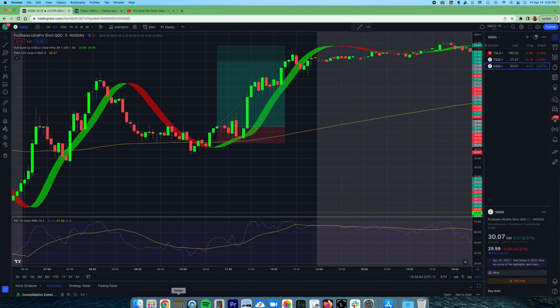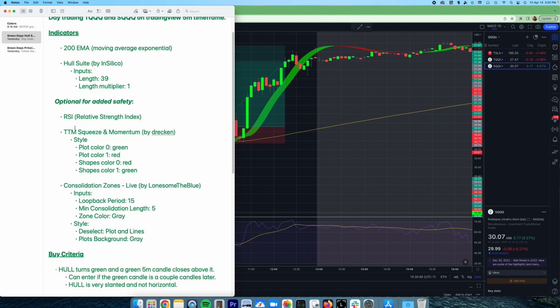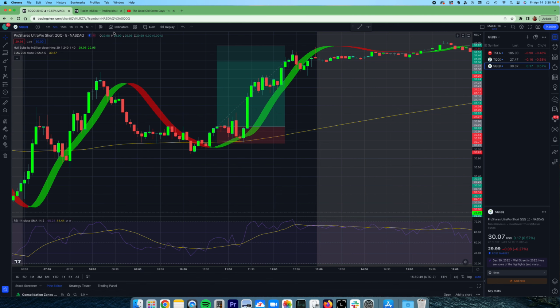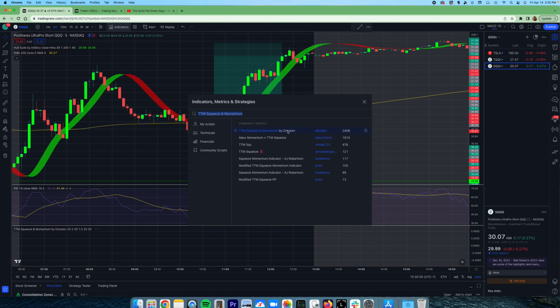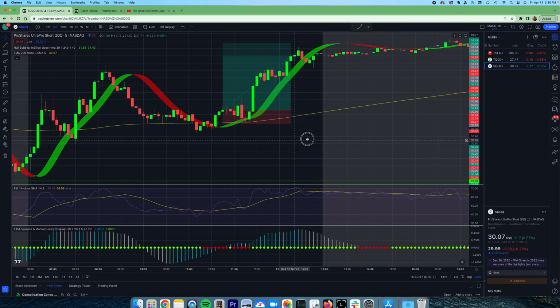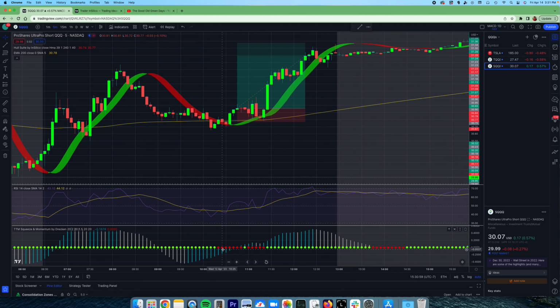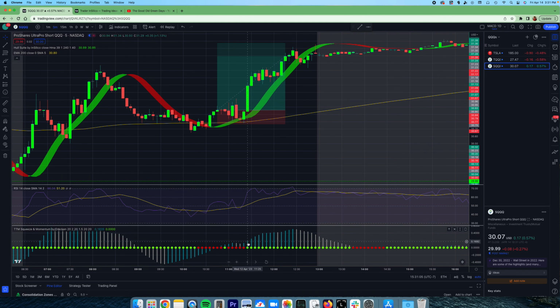And then I add the TTM Squeeze and Momentum. Let's add that. So this is by Drecken, this one right here. And this basically is an indicator for breakouts. So like these little red dots indicate some consolidation, and then on the first green dot you would get in right here.